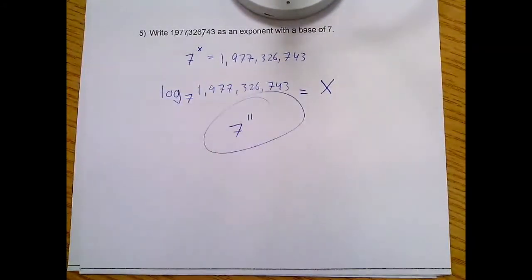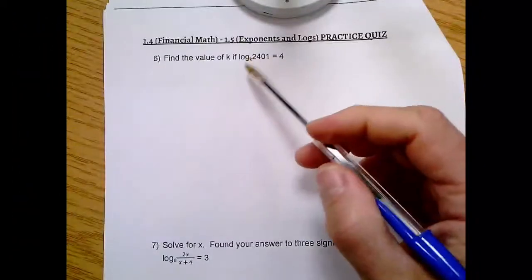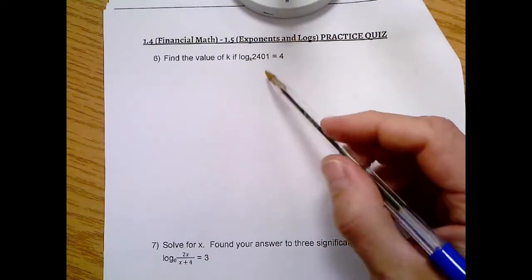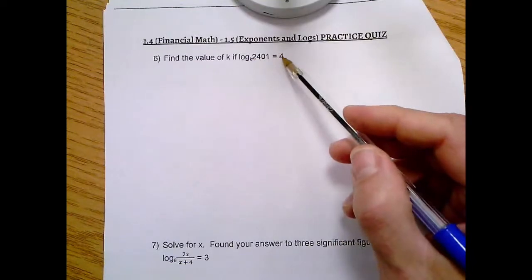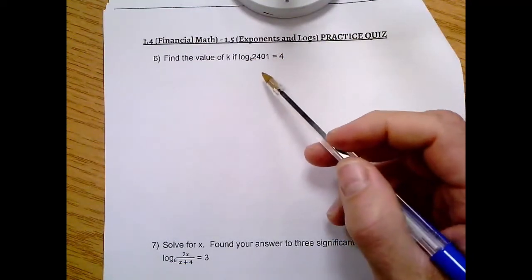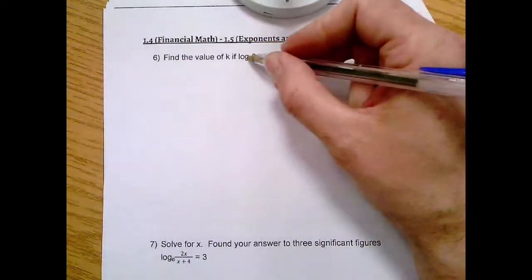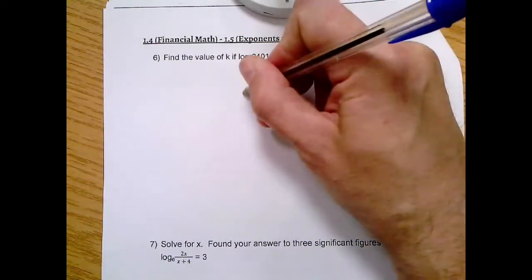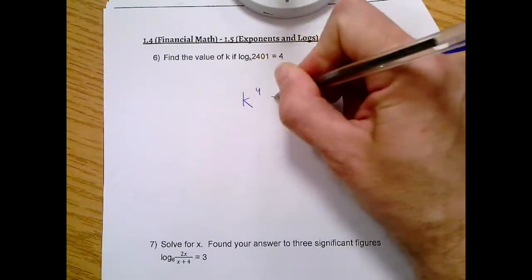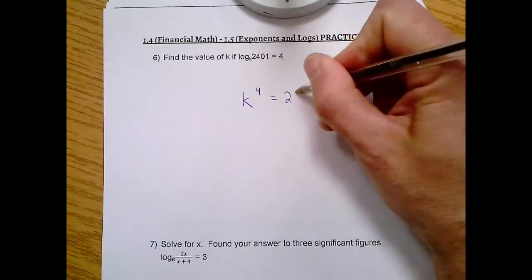Let's do question 6. All right, here we go. Question 6 says find the value of k if you've got log base k of 2,401 equals 4. Okay, so really just move it into exponential form and work it out. So check it out. My log base k means my exponent would have a base k. This goes here, and then use the argument 2,401.